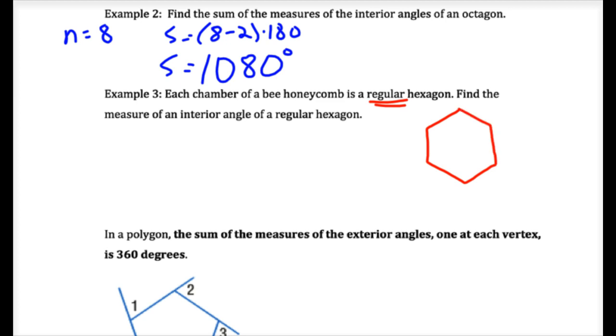It's one of my better regular hexagons. Doesn't have to be perfect, guys. But now, how do you show that all the sides are the same length? Draw a line. Put a little slash on them, right? So we know that all the sides are the same length.